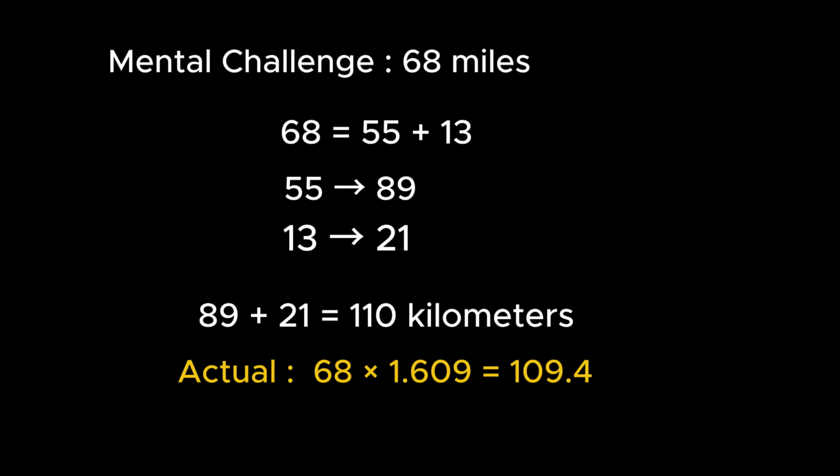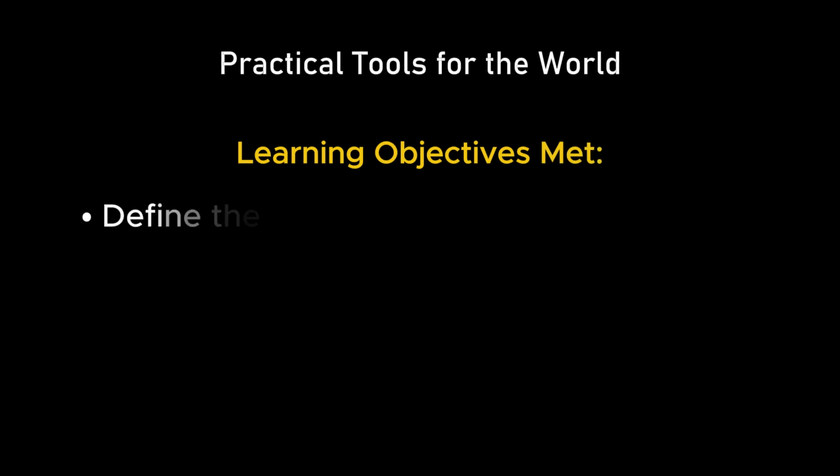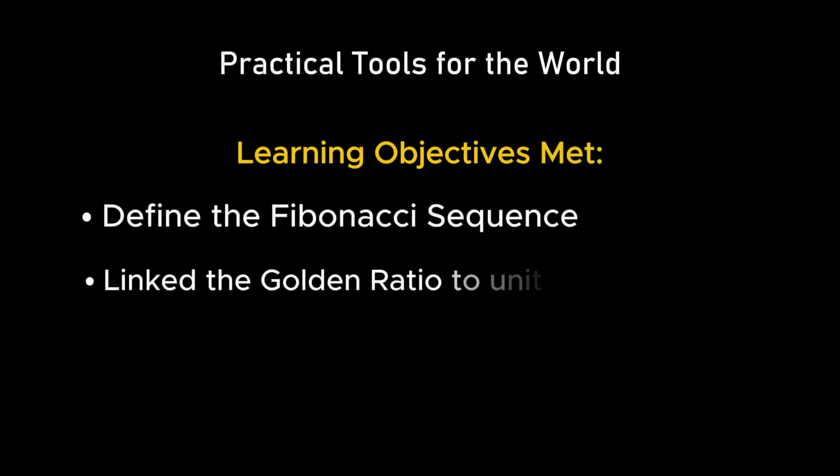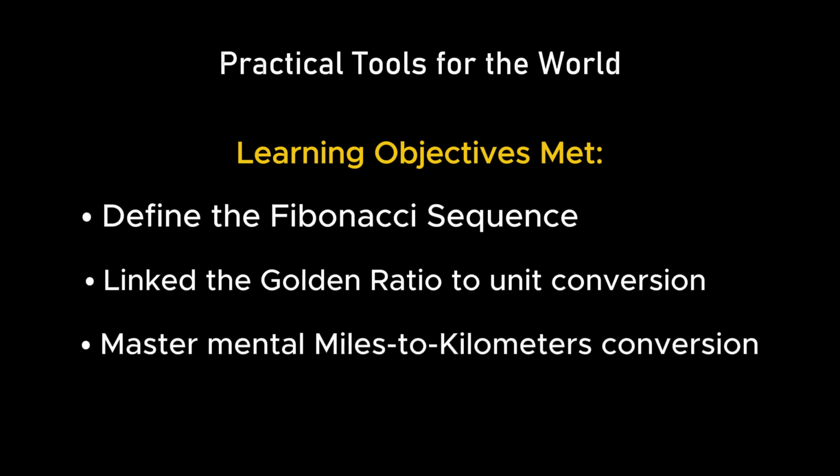The precision is startling. The next time you are traveling or reading a scientific paper or even just looking at a map, try to spot the Fibonacci numbers. They are not just for nature or art, they are practical tools for understanding the world around us. We have defined the Fibonacci sequence, linked the golden ratio to unit conversion, and mastered mental miles to kilometers conversion. You now have a powerful new trick in your mathematical toolkit. Go ahead and try it out on the distances you see every day.